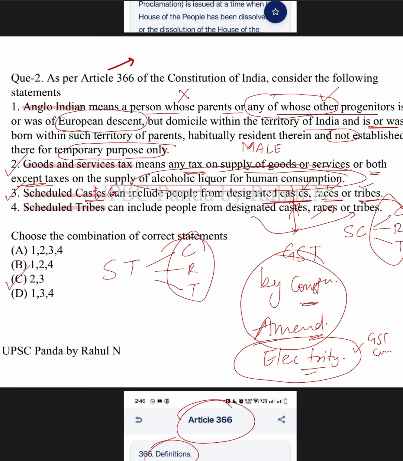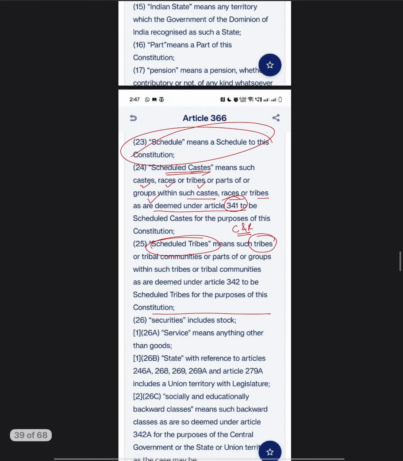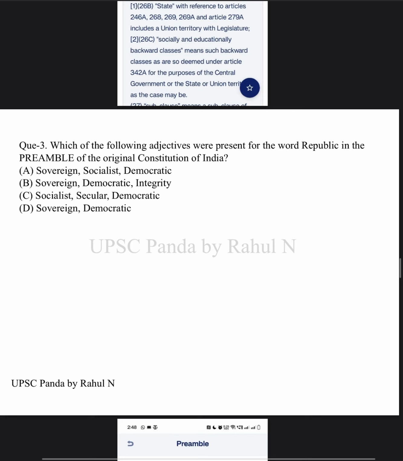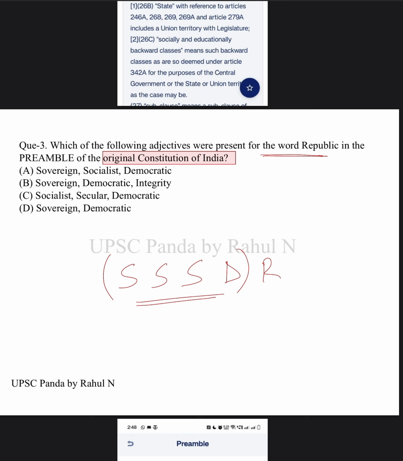The next question is, which of the following adjectives are present for the word republic in the preamble of the original Constitution of India? The question is about the original Constitution of India. So original Constitution, now see what we have today. We the people of India having solemnly resolved to constitute India into a sovereign, socialist, secular, democratic republic. So we have these four adjectives.